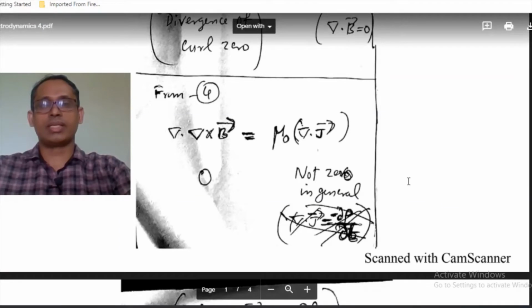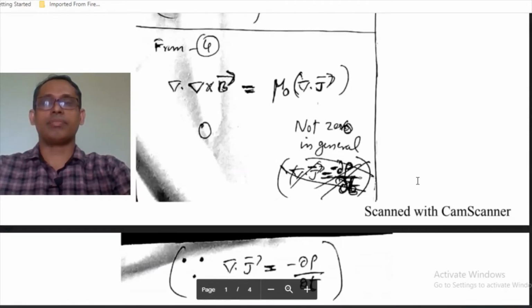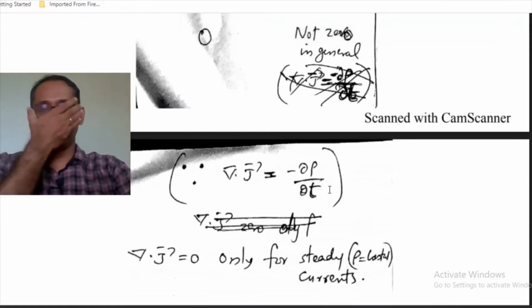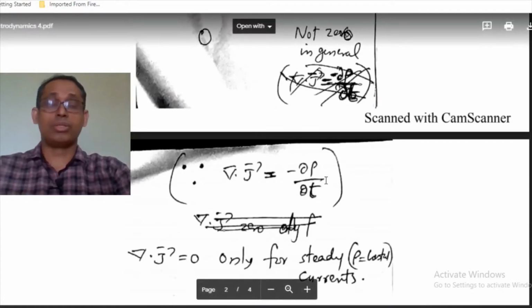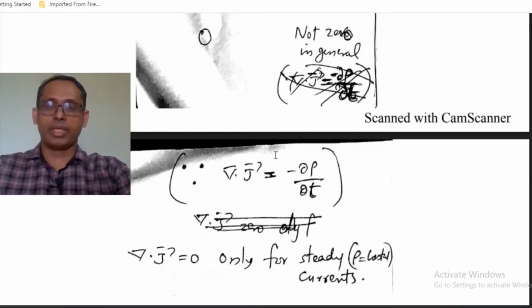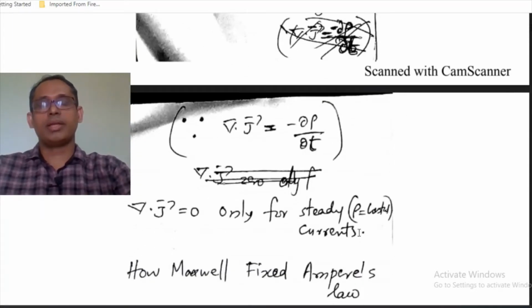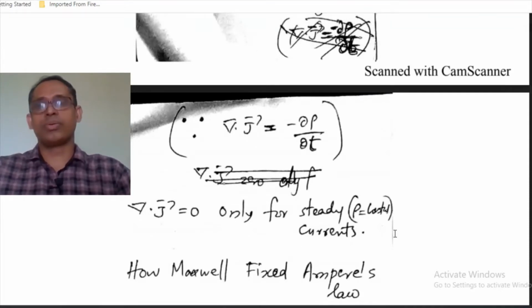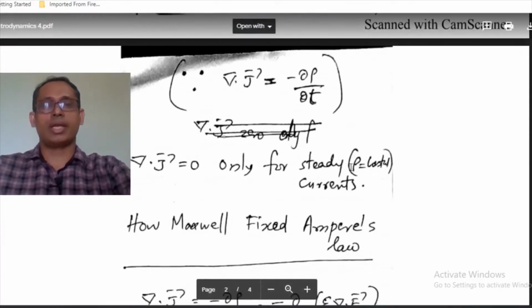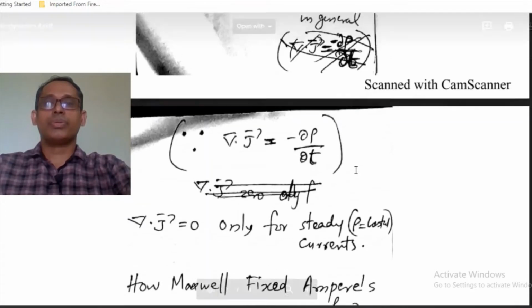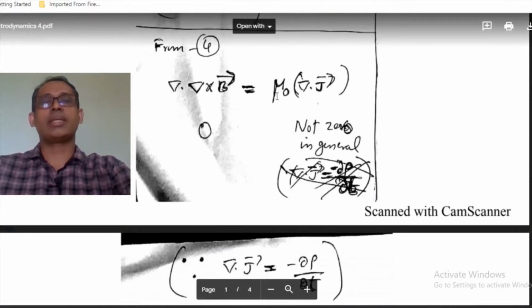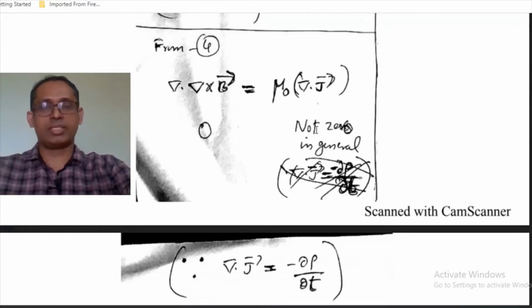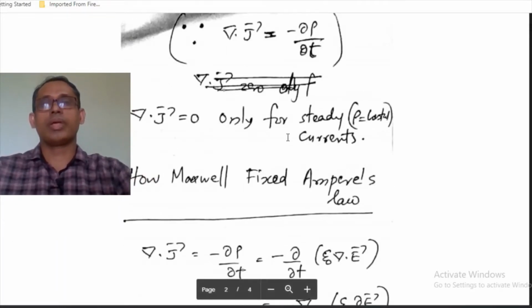But on the right hand side, we have this del dot J that is equal to minus dou rho by dou t. Okay, the rho is the charge density, and this is 0 only for steady currents. Okay, it is 0 only for steady currents. So in general, the right hand side here is not equal to 0. So left hand side is definitely 0, but right hand side is not 0. So a problem is there.